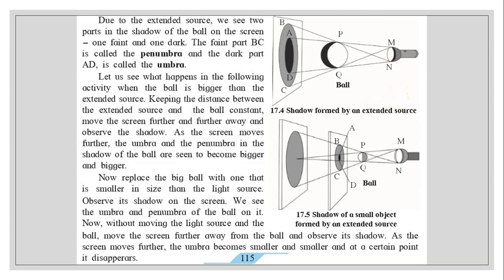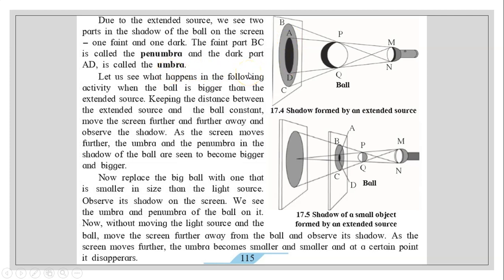Due to the extended source, we see two parts in the shadow of the ball on the screen. One faint and one dark. Now if you see, we see two parts. One faint, the outer circle, and one dark, the inner circle. The fainter part BC, or the outer circle, is called the penumbra. And the dark part AD, the inner circle, is called the umbra.